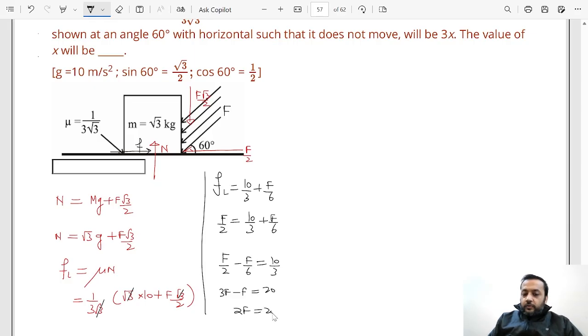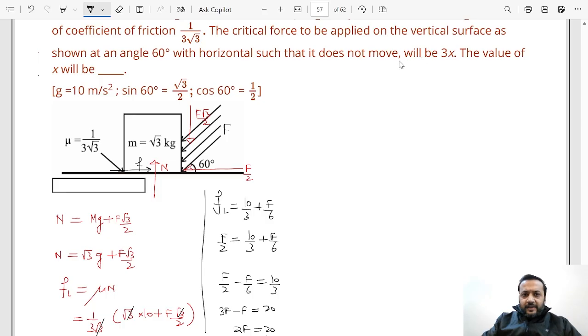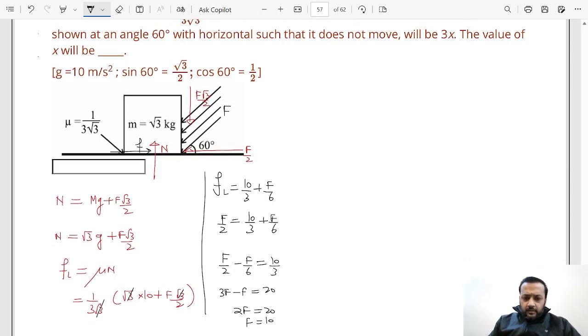So 2f is equal to 20, so f is equal to 10. And this value is coming out to be 3x. So I think I have done some calculation or what? Let me see. Friction will be mu into N. Mu is 1 by 3 root 3, into N will be root 3 into gravity. Gravity is 10 plus f sine 60, f root 3 by 2.